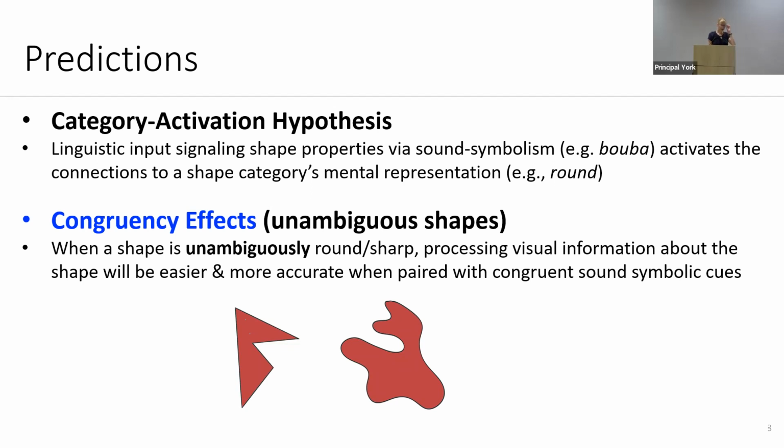One, for unambiguous shapes, we expect to see congruency effects. So when a shape is unambiguously round or sharp, processing visual information about that shape will be facilitated if you get a congruent sound symbolic label. Because the sound symbolic label will boost the representation of the relevant shape, and therefore doing visual tasks related to that shape will be easier. Kind of echoing Lupian's work in an indirect way.